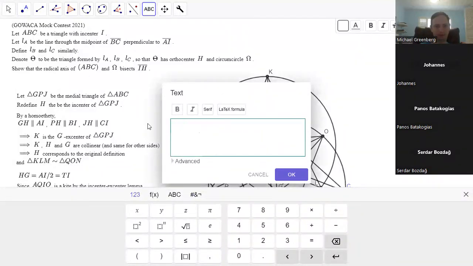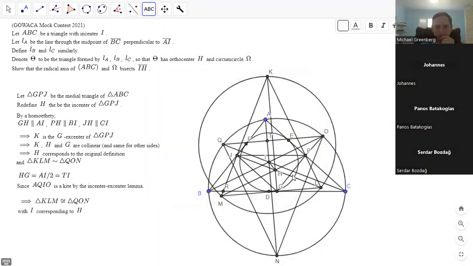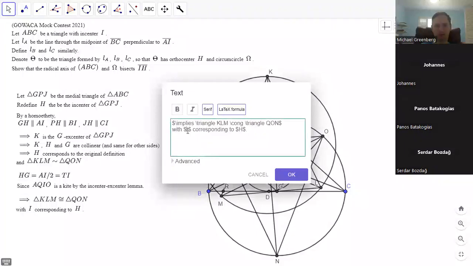Dang it. See if that's right. Or, sorry, H corresponding to I. So I mixed up the two.